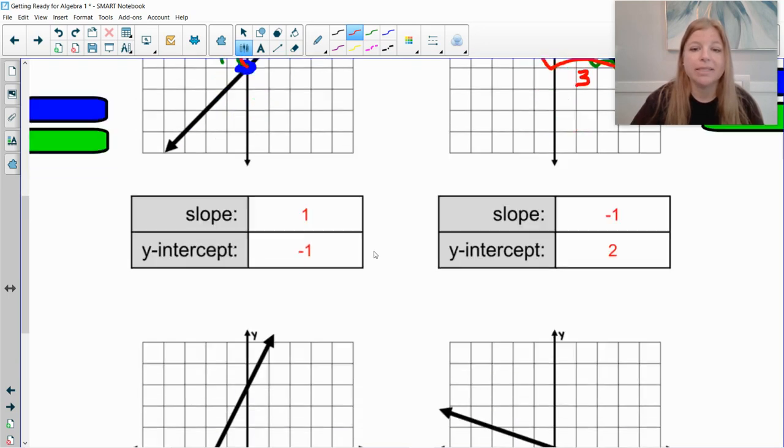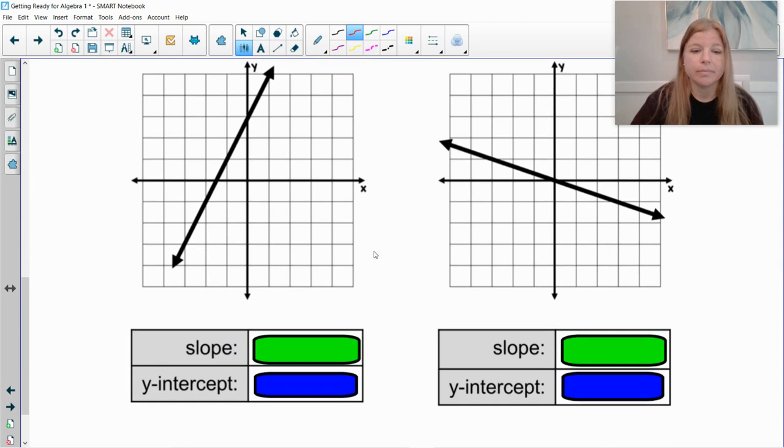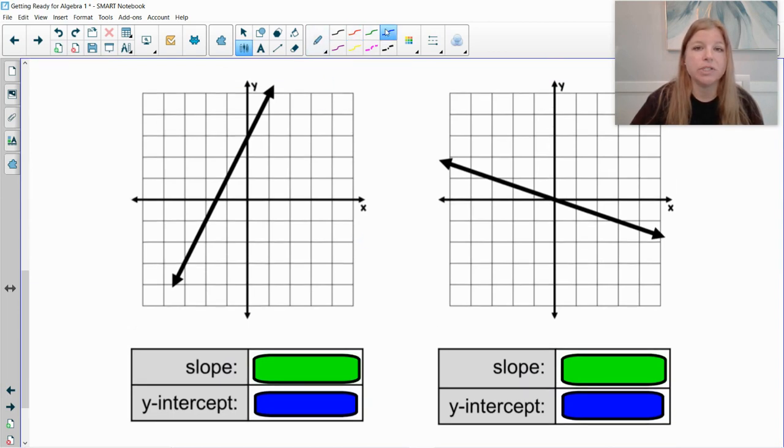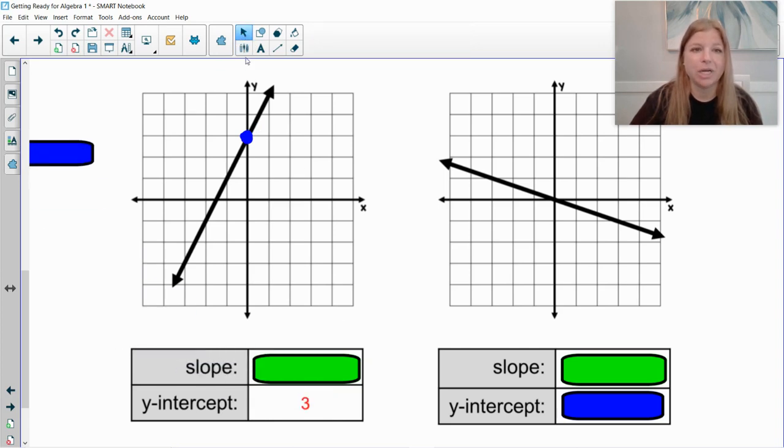Awesome. Let's take a look at the next set. Same idea. Let's first talk about the y-intercept. So on this graph on the left, I look at where it crosses the y-axis. I see that this graph crosses the y-axis at this point here. Can you tell me what the y value is at this point? That is where y is equal to 3. Good job, right? 1, 2, 3. Over here on the right, I see that my graph crosses the y-axis right at the origin. What value is the y value here at the origin? It is at 0.